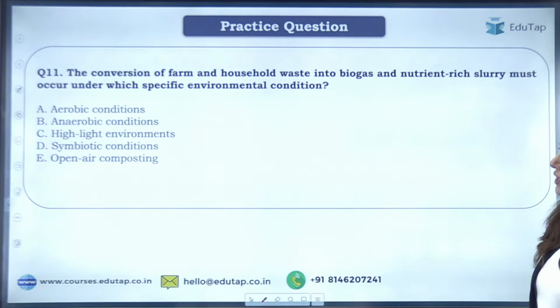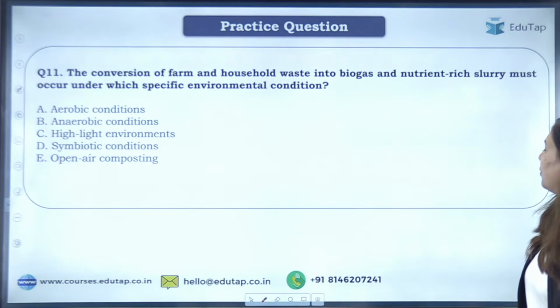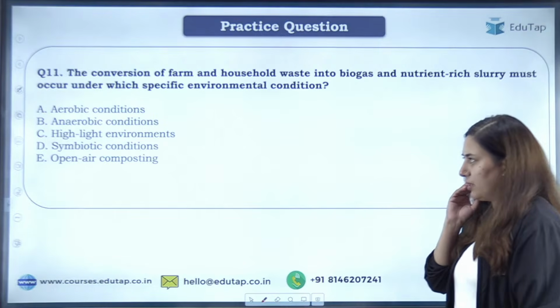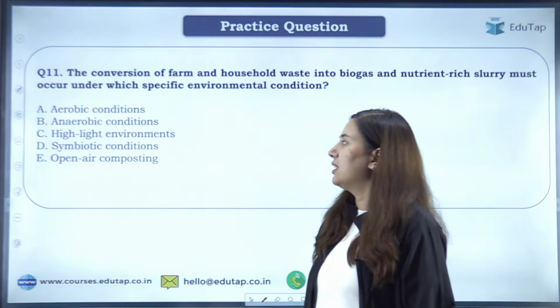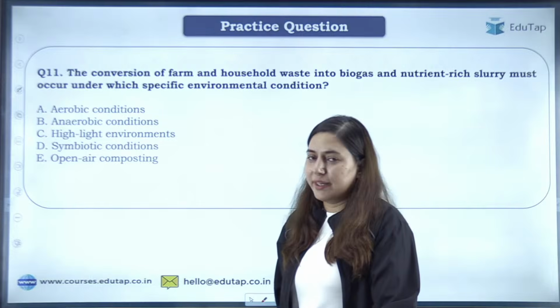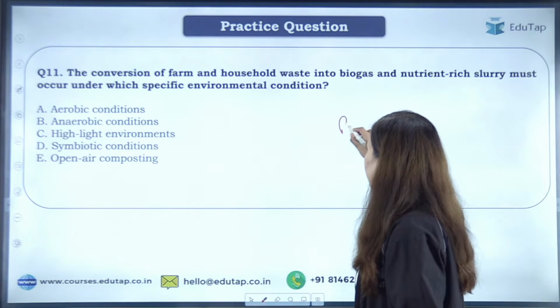Okay, moving to the next question. The conversion of farm and household waste into biogas and nutrient-rich slurry must occur under which of the following environment? ठीक है, aerobic, anaerobic, highlight, symbiotic, open air. So basically ये बायोगैस की बात हो रही है, right?